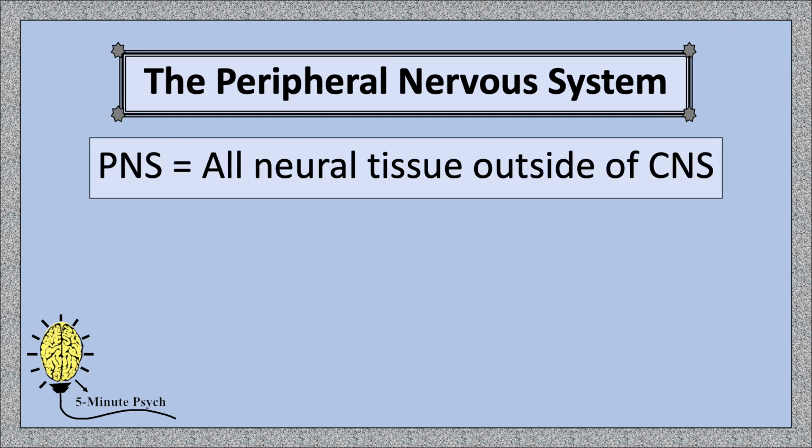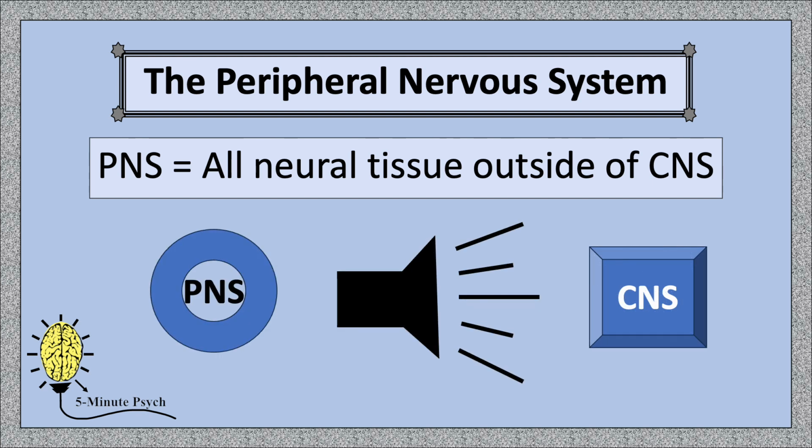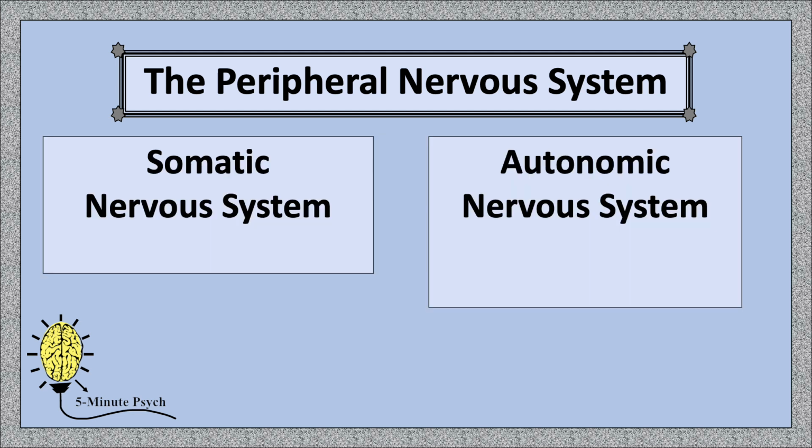The peripheral nervous system, on the other hand, is all of our connective neural tissue outside of the brain and spinal cord, or in other words, in the rest of the body. The peripheral nervous system communicates with the central nervous system about stuff going on in the body, like with our muscles, glands, and sensory receptors. Just like with the central nervous system, the peripheral nervous system has two subdivisions, the somatic and autonomic nervous systems.